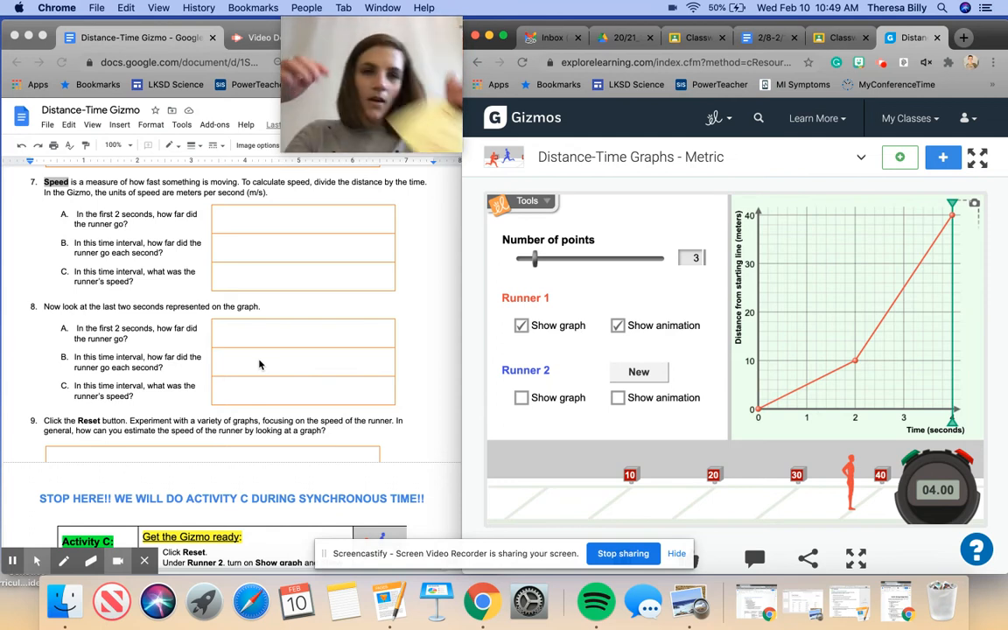Here it is. Speed is equal to the distance divided by the time. All right, so let's use that to answer some of these questions. Part A says, in the first 2 seconds, how far did the runner travel? Well, when time is equal to 2, distance is equal to 10. So they traveled 10, what's the unit? Meters, 10 meters. In this time interval, how far did the runner go each second? Well, you can go back to the graph and look. If you look at time is equal to 1 second, it looks to be about halfway between 0 and 10, so it's about 5, right? So they traveled 5 meters in the first second, and then they traveled 5 meters in the second.